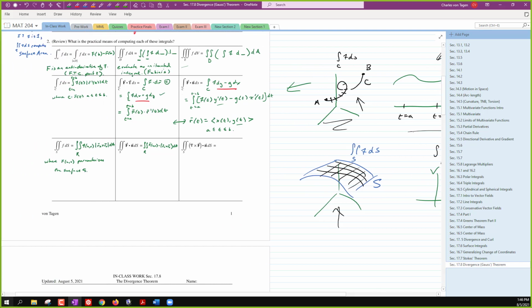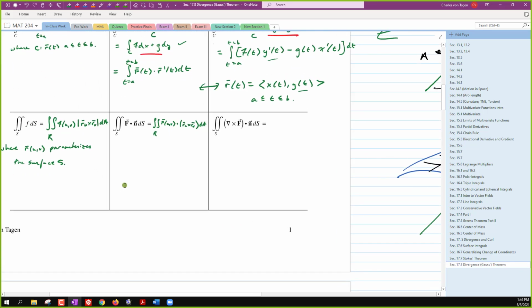I don't really have anything to add with this flux integral here, except to say that to do this, you could first compute its curl vector field, and then do the same thing that you did before. It would be the double integral over R of g of uv dotted with r sub u crossed r sub v dA.